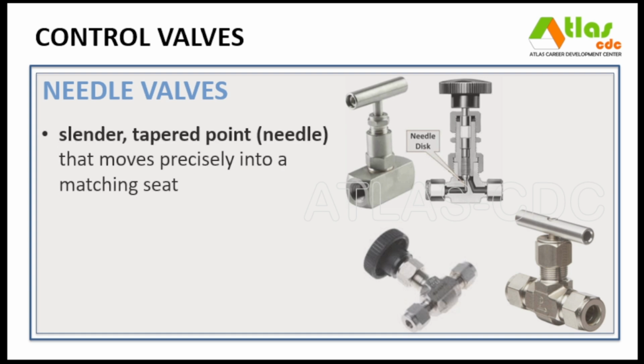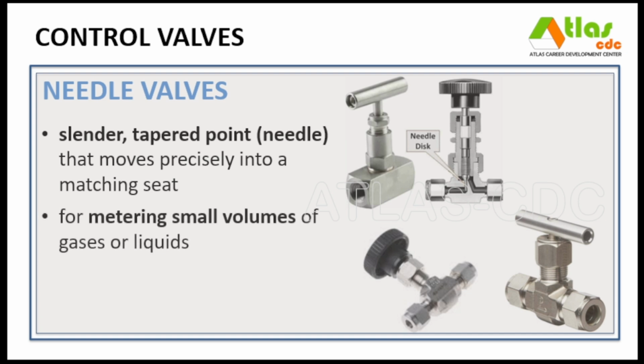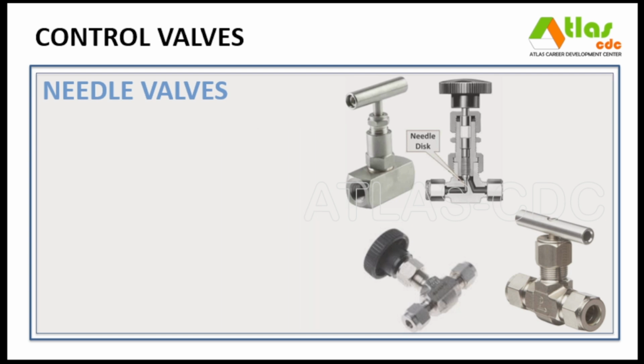A needle valve uses a slender, tapered point, needle, that moves precisely into a matching seat to regulate flow with fine control, especially in low-flow systems. Its mechanism allows gradual and accurate flow adjustment, making it ideal for metering small volumes of gases or liquids. Unlike other valves which are designed for quick on-off control, needle valves provide precise throttling.